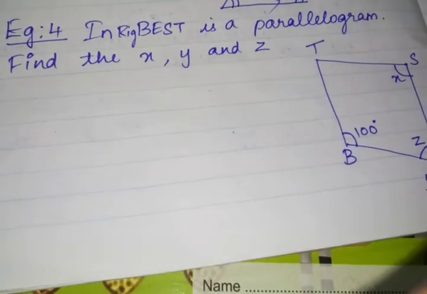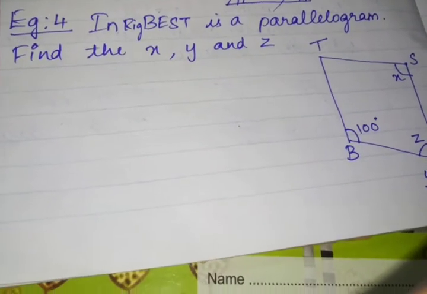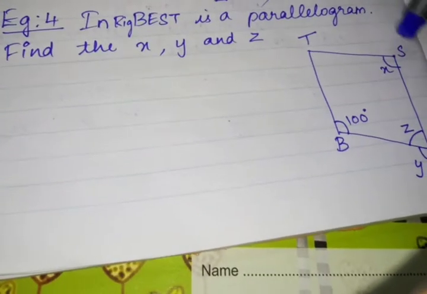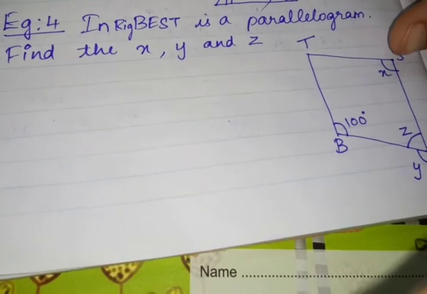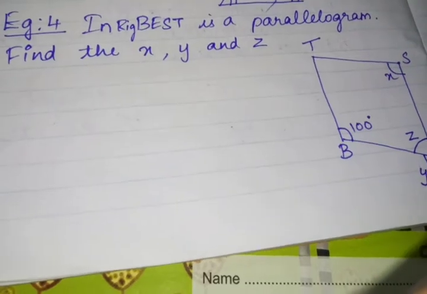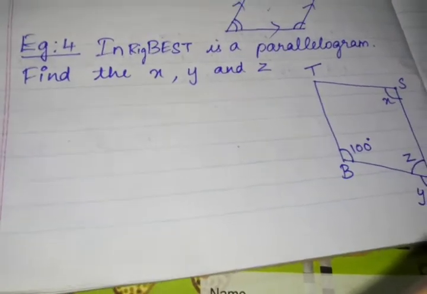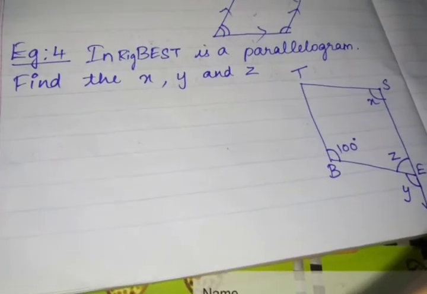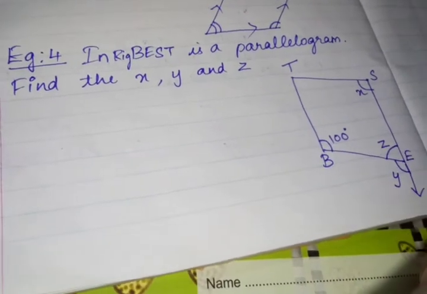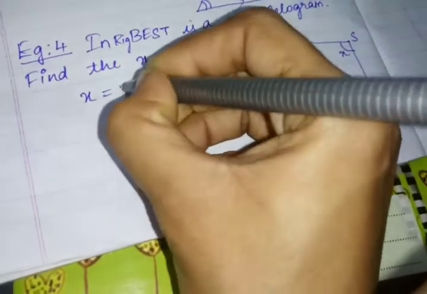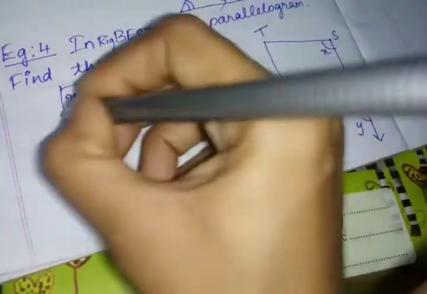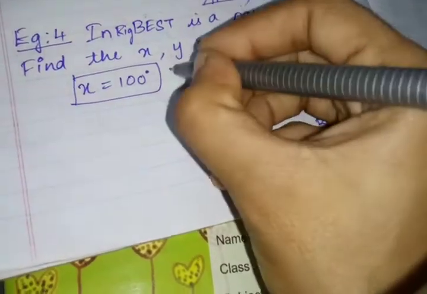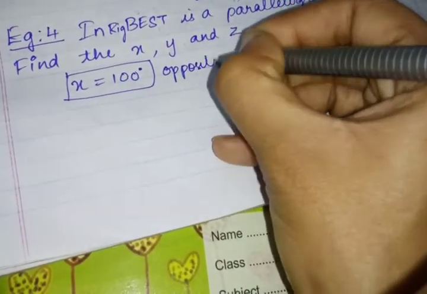Okay, in this, see, in figure BEST is a parallelogram. What they have given, they itself have given that BEST is a parallelogram. We have to find the value of x, y, z. Okay? So listen, here x and 100 are opposite sides, correct? So in parallelogram opposite sides are equal, right? So what is the value of x? 100. Why? X is equal to 100 because opposite sides are equal.